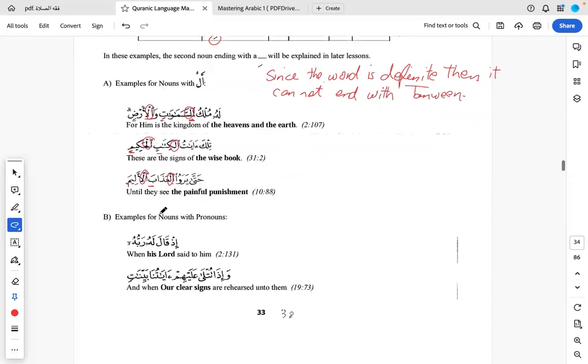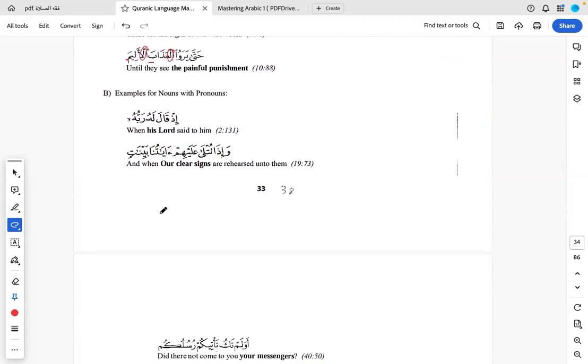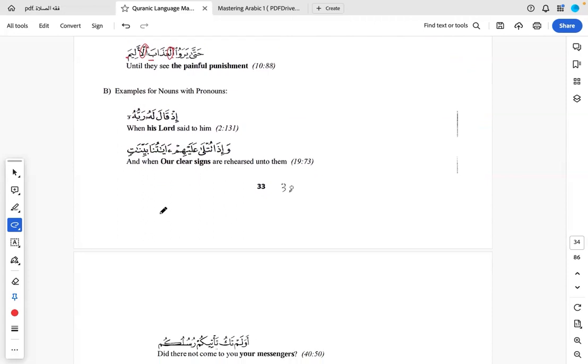Okay, example B. A group of ayat that represent group B, which is adding the indefinite words to pronouns. So, قال له ربه. Now, ربه does not start with alif lam, but it is a definite word because it has been added to this ha. And of course, at the end of the word itself, there can never be a tanween.